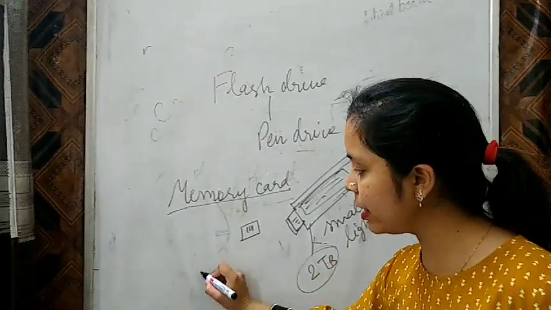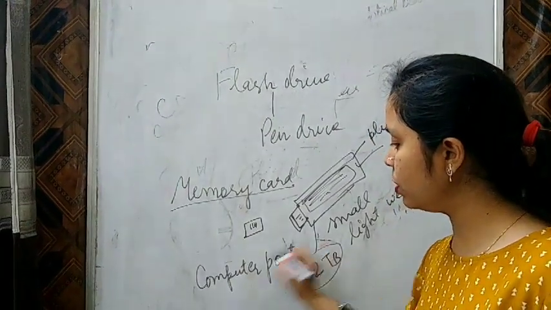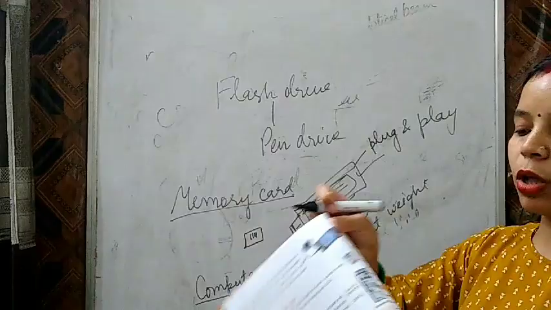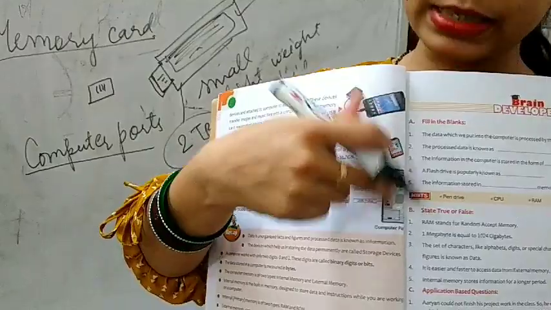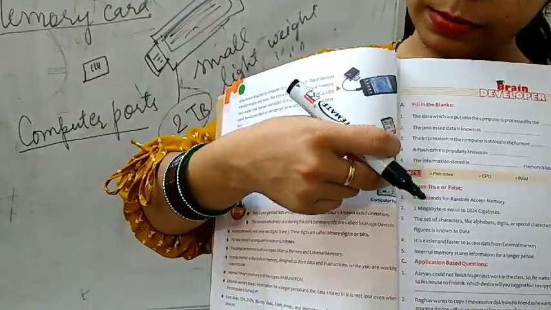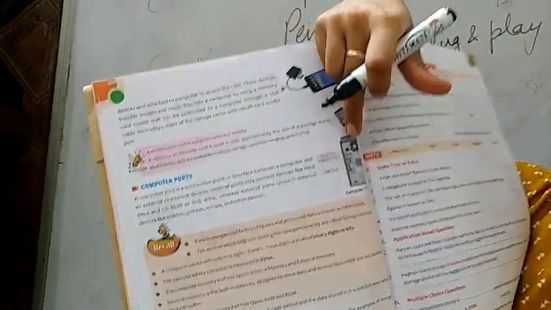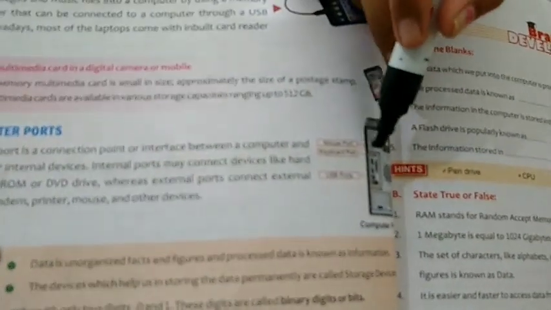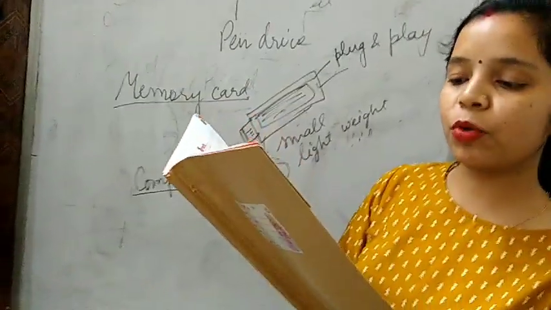And the last topic given in your book is about computer ports. What are these computer ports? These computer ports are present on the back side of the CPU. If you see the back side of the CPU, it has some ports, some spaces where you can insert the cables of different devices. USB ports, mouse port, keyboard ports, where you insert the plugs of these devices. These are called computer ports.